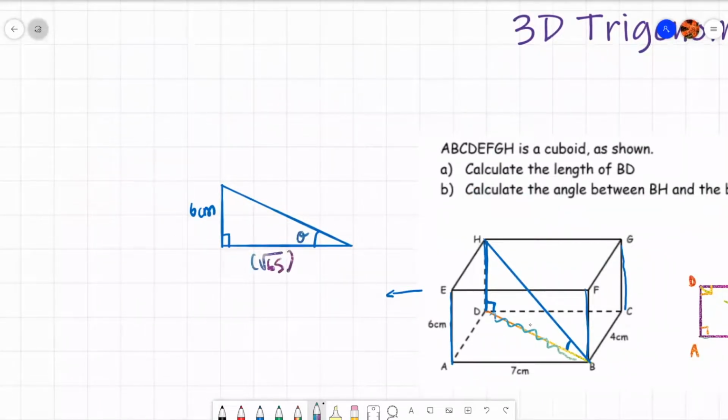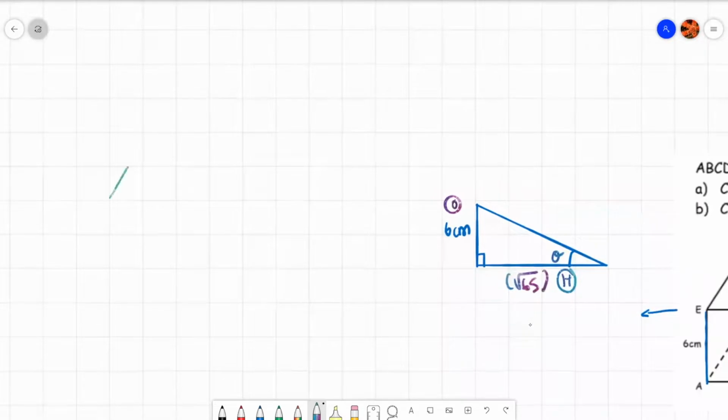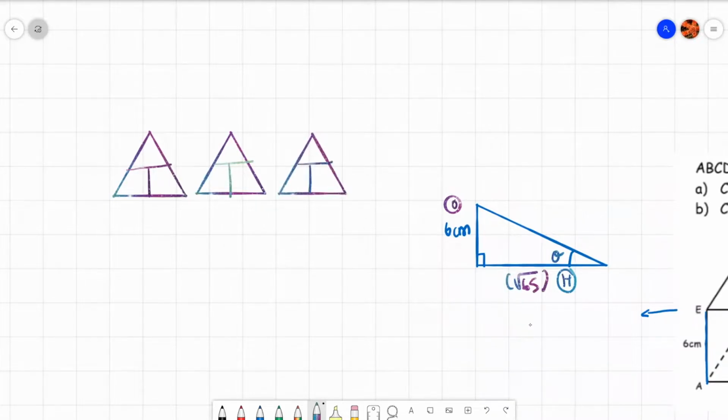Now, I'm not going to use Pythagoras because I'm not working out a side. I'm working out an angle. Therefore, it's going to be trigonometry this time. So label your triangle. I've got the opposite and the hypotenuse given to me and I want the angle. Again, up to you, you can draw your little triangles out. SOH CAH TOA. O and H is this one here.